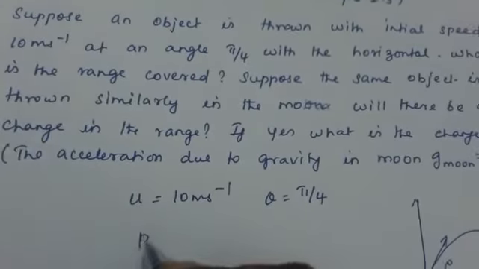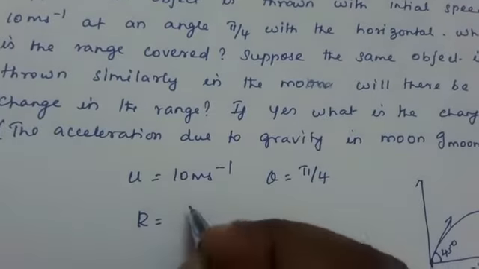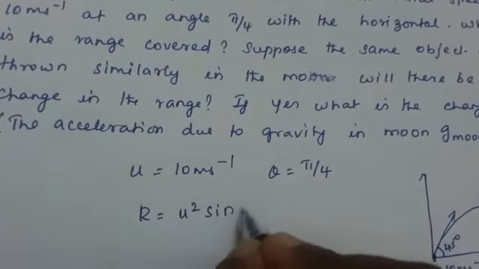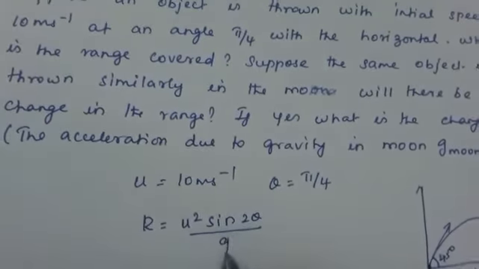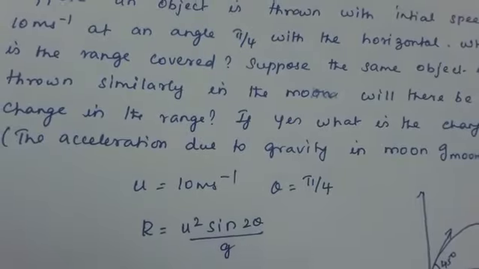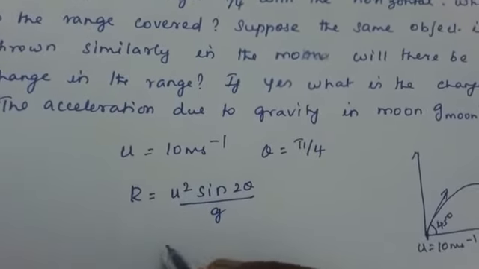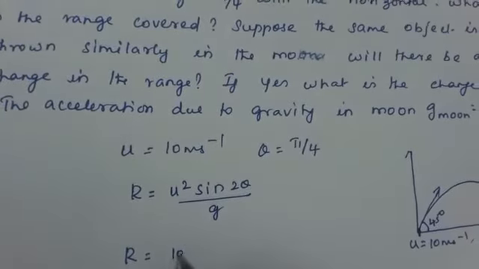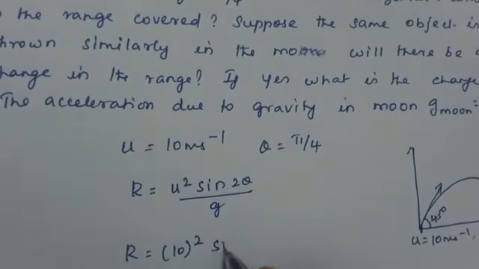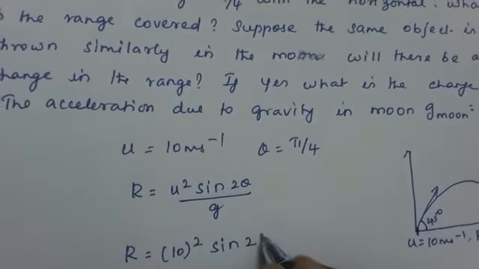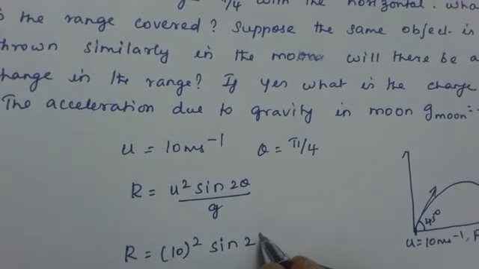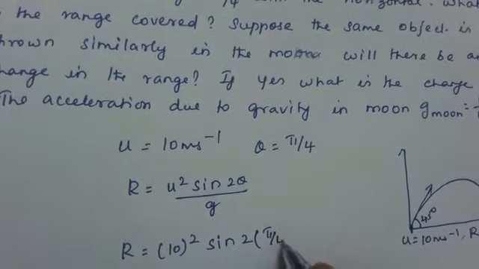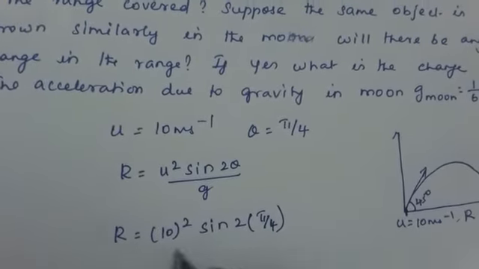Okay. So according to the derivation, the range is equal to u square sine 2 theta by g. Now we can find out the value. R is equal to u square, 10 square, sine 2 into pi by 4. 2 into pi by 4 is pi by 2, that is 90 degrees, divided by g.